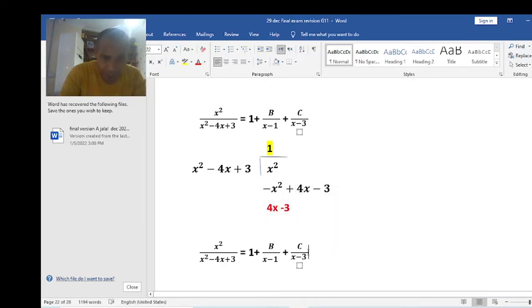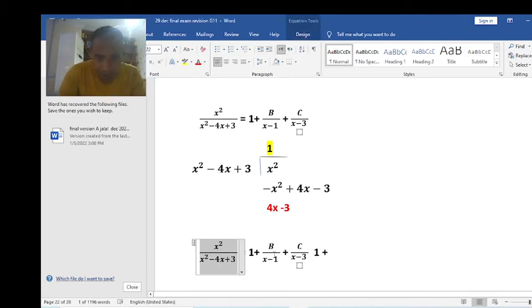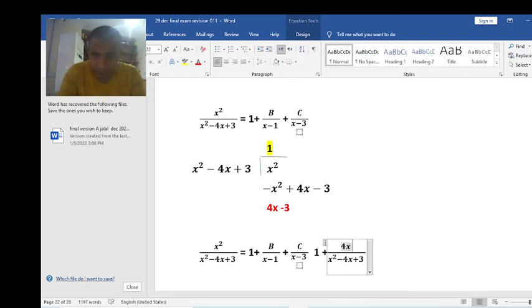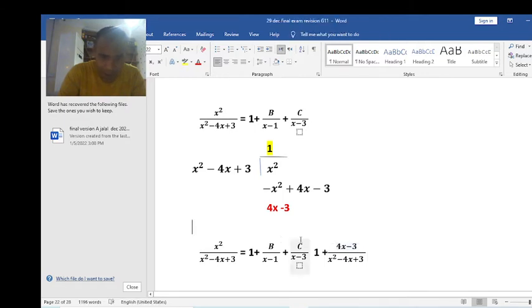So this is the remainder, my learners. I will write it equal to, okay, means that this is 1 plus, I will just write this one, okay, copy and complete. So here I will make 4x minus 3 divided by x squared minus 4x plus 3. Now I will equate this one with this.